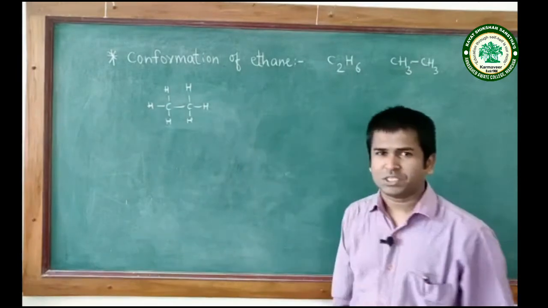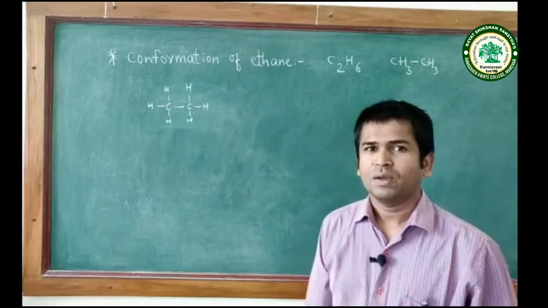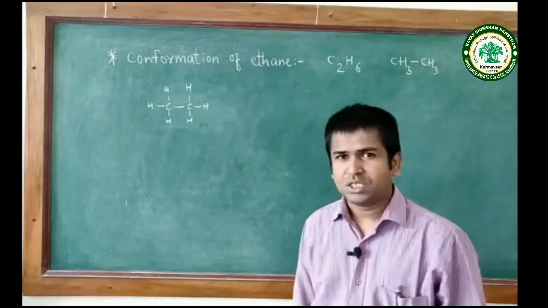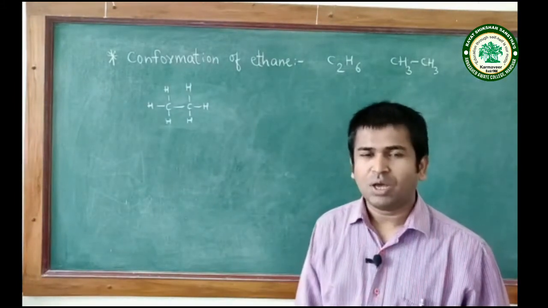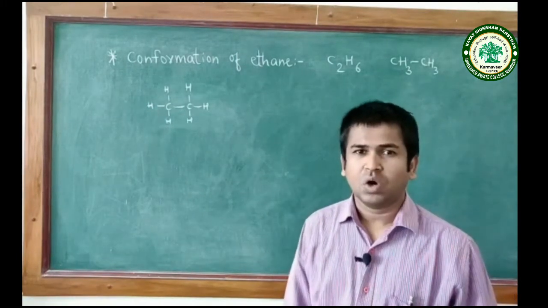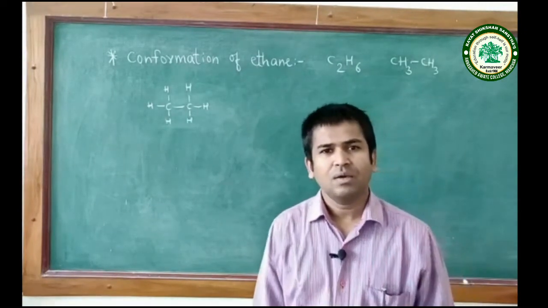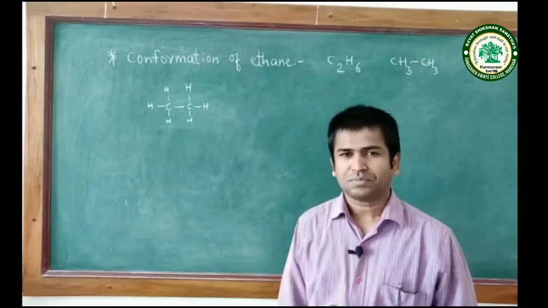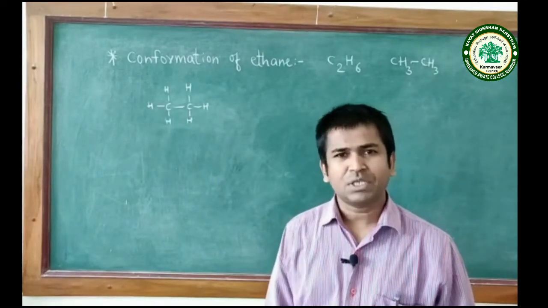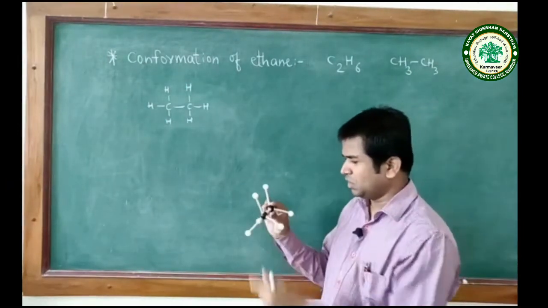For conformational isomerism, we have to consider the Newman projection formula. Now, how can we convert the two-dimensional structure of ethane into a Newman projection formula? This is the question. For that, first we have to draw a Sawhorse formula of ethane, and from the Sawhorse formula we can draw a Newman projection formula. For drawing the Sawhorse formula, we have to consider the three-dimensional structure of ethane. Now here, this is the three-dimensional structure of ethane.